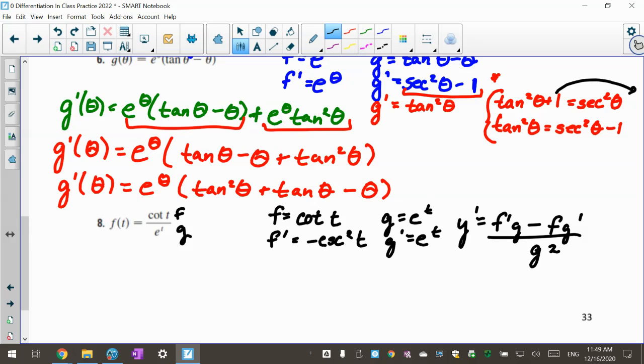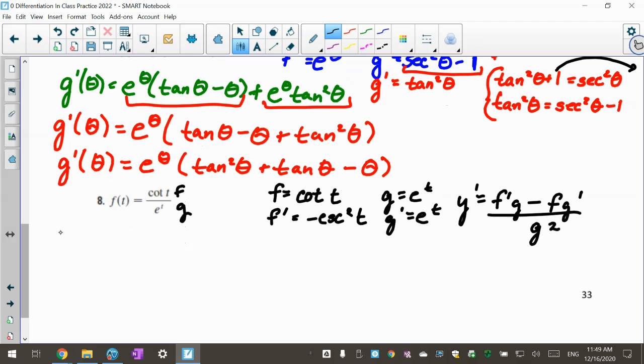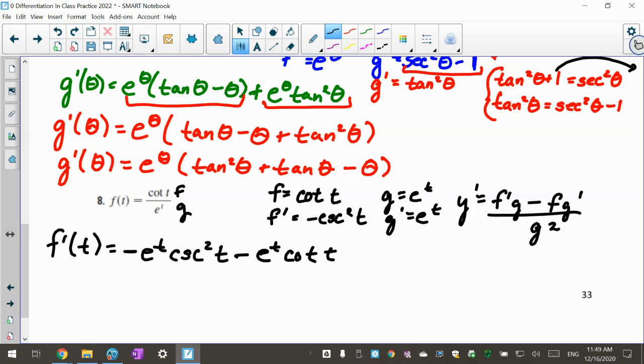Okay, so I'm going to use that and plug in everything we have here. So f prime of t times g: I'm going to stick the negative in front, negative e to the t cosecant squared t, minus f g prime. So I got minus, I'm just going to put the e to the t in front, cotan t, which looks weird because you could put that in parentheses if you want, all over e to the t squared.